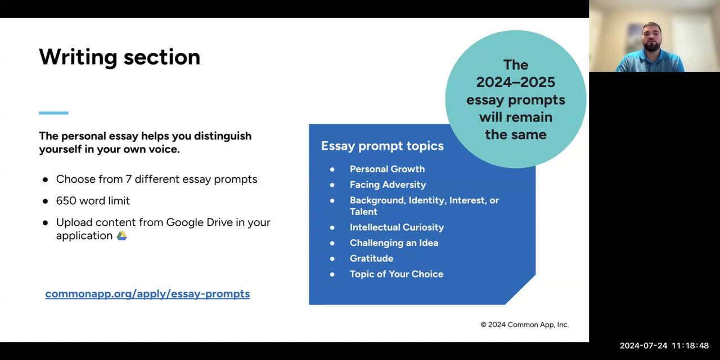So you can choose from 7 different essay prompts, and they're all here. These did not change from last year. They all remain the same. So you can write about personal growth, facing adversity, background, identity, interest, or talent, intellectual curiosity, challenging an idea, gratitude, or a topic of your choice. So that last essay prompt right there, topic of your choice, opens up the door to anything that you can write about.